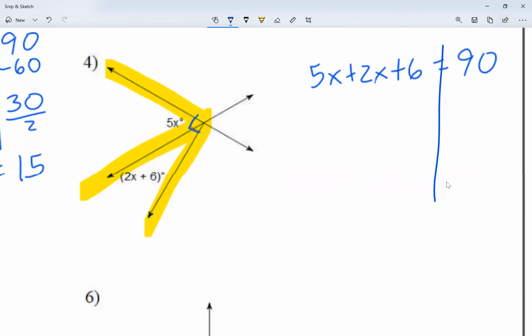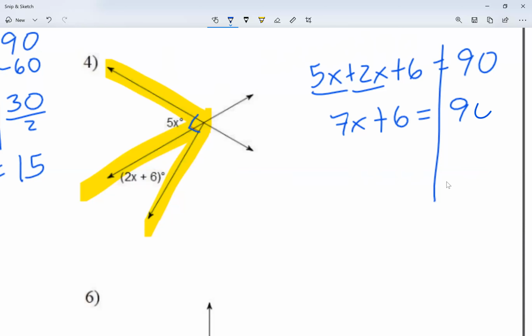Let me separate my sides through the equal sign. The left side, there's a bunch of things. I can combine like terms. 5x plus 2x, we talked back in foundations, pre-algebra, however you guys want to call it. We talk about like terms. 5x plus 2x can be combined. So I'm going to call that 7x plus 6.